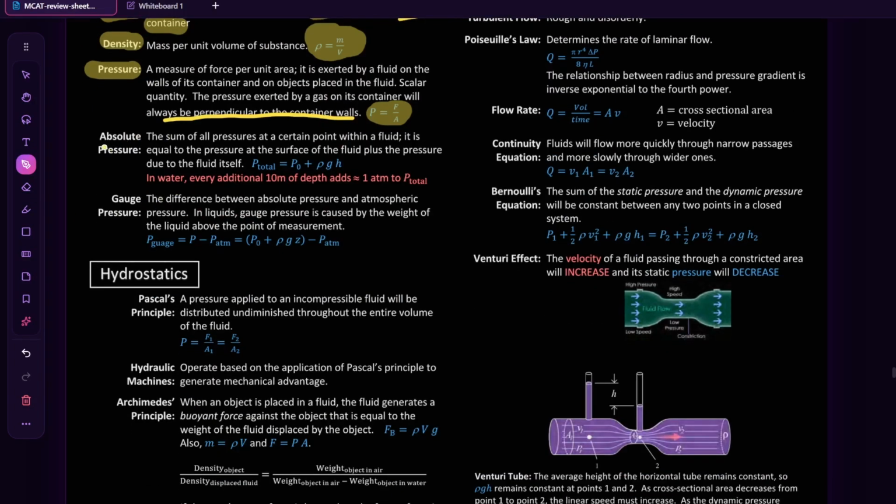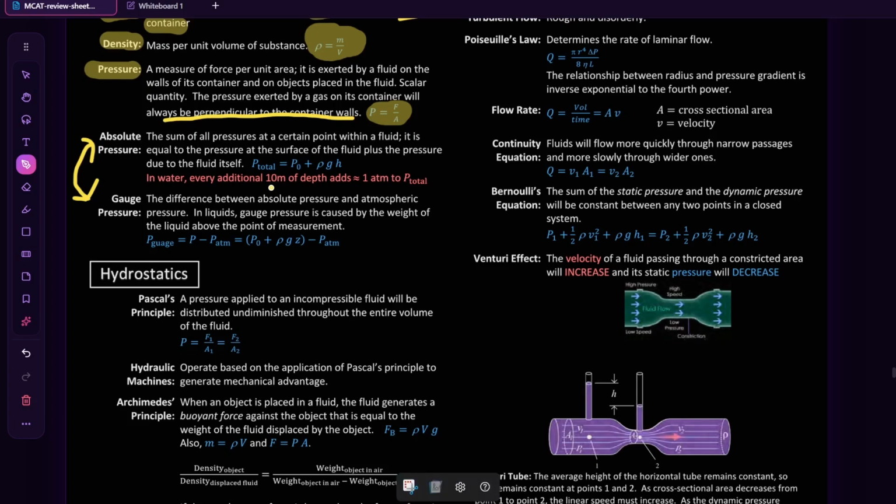Okay, so absolute pressure can be contrasted with gauge pressure. There's a difference between the two, and absolute pressure is where people might get confused. Just imagine you're at the surface of a swimming pool. Even before you touch the water, there's already air pressure pushing down on everything, and we call that atmospheric pressure.